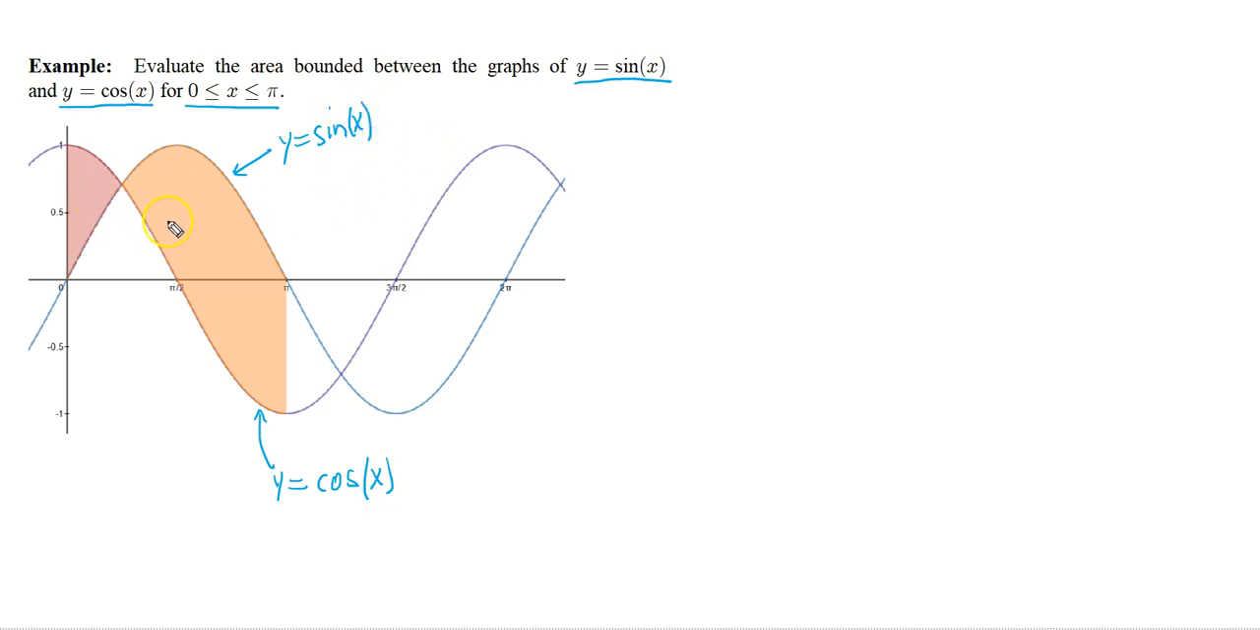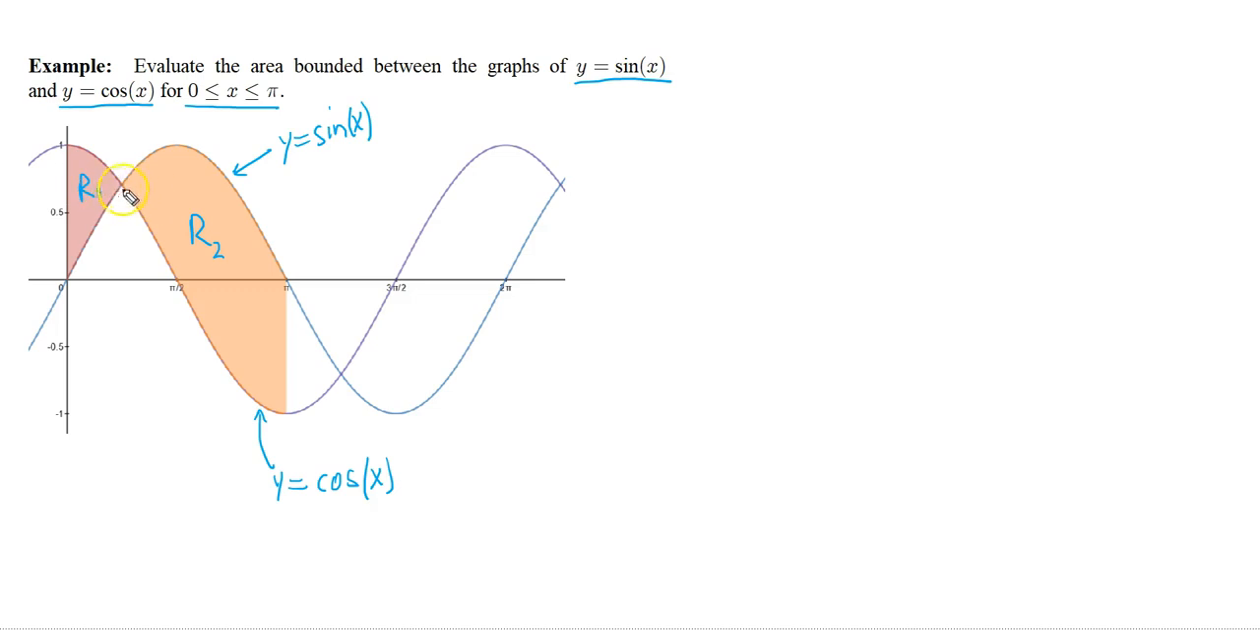So the region we're trying to find the area of is the region here and here. So we want to find the total area of this region. Now the problem that we see here is that for this region right here, call this region R1, the cosine curve is above the sine curve. So for this region we would have to integrate cosine minus sine. However, over here, let's call this region 2, we see that the sine curve is above the cosine curve. So we would have to integrate sine minus cosine.